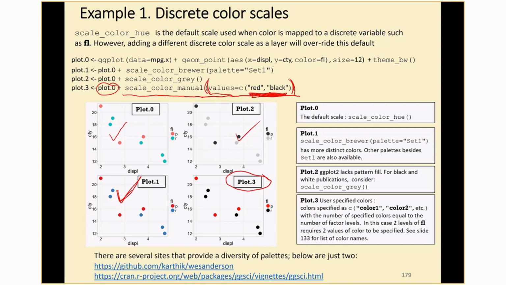And the order matters. So if we come down here and look at our legend, the different fuels, premium and regular, occur in alphabetical order. And so the order here matches the order here. And so if I specify first red, then premium fuels are going to get red, and secondly black, then the regular fuels are going to get black.